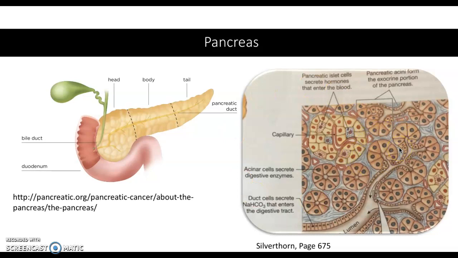The secretion of sodium bicarbonate comes not from the acini, but rather from the duct cells, which are along this area here. Digestive enzymes are released from these lobules into this duct, which leads directly into the duodenum. Sodium bicarbonate travels this route as well.